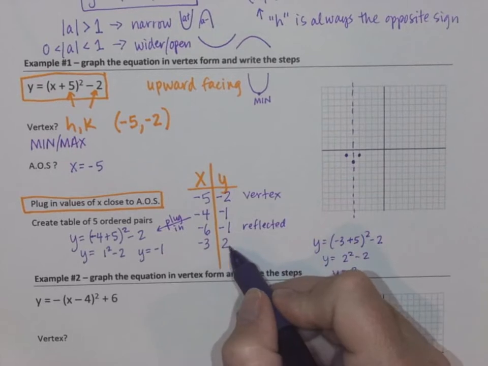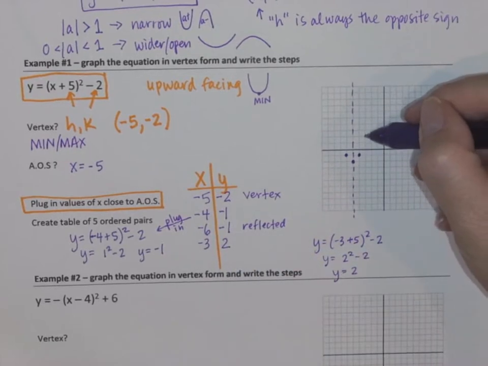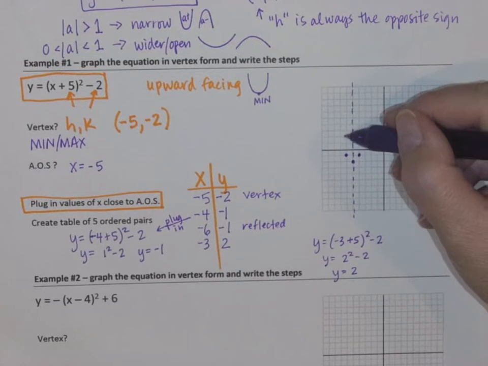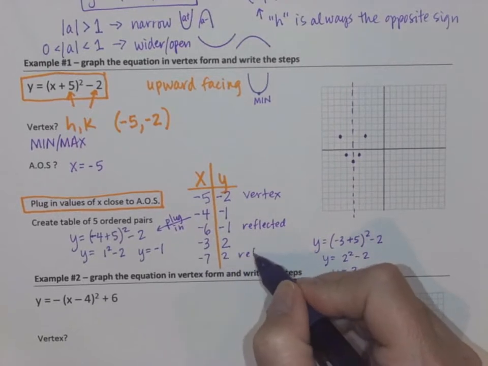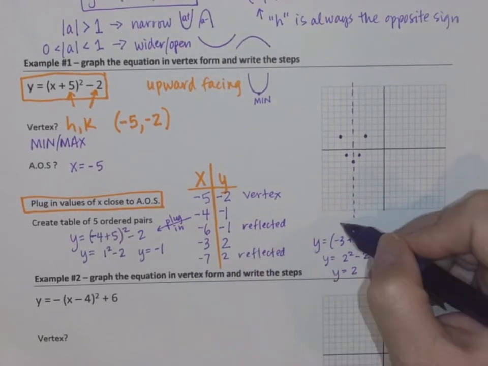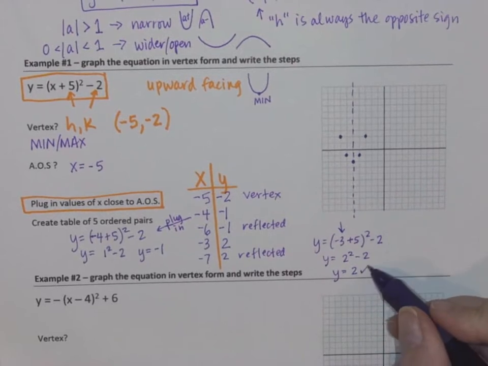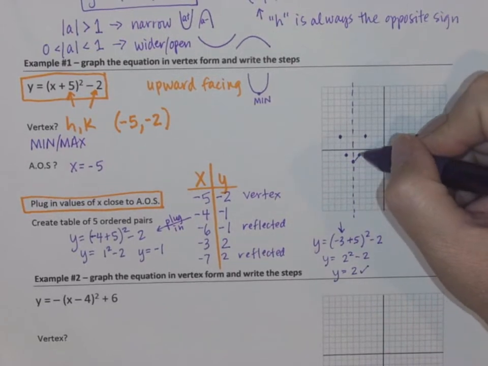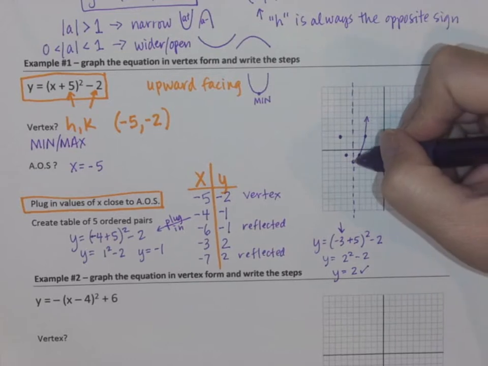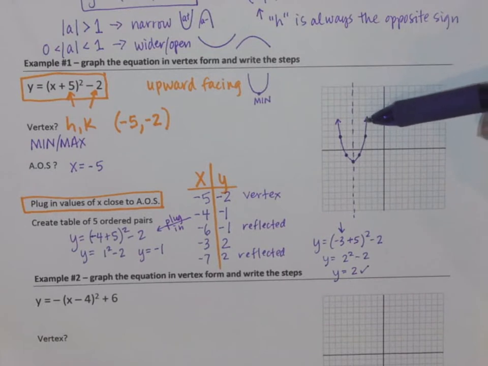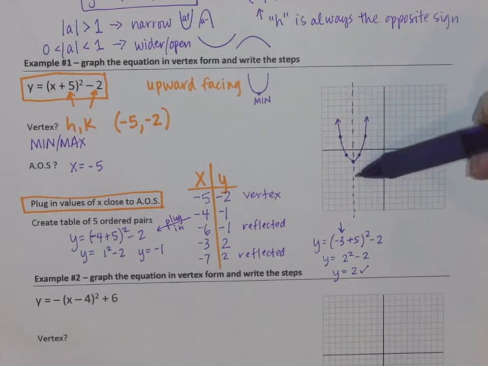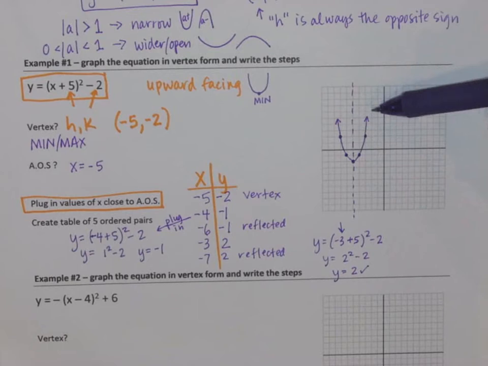So now I have +2, and I can also plot a point 2 units on the other side of my axis of symmetry, and that's going to be -7, +2. And remember, I plugged this value in to get this value out. Now I can go ahead and connect those points and make my nice smooth curve. Some of my students forget to put the arrows on the end of their graph. Make sure you do that because, of course, these continue on indefinitely, even though we're not plotting all those points.